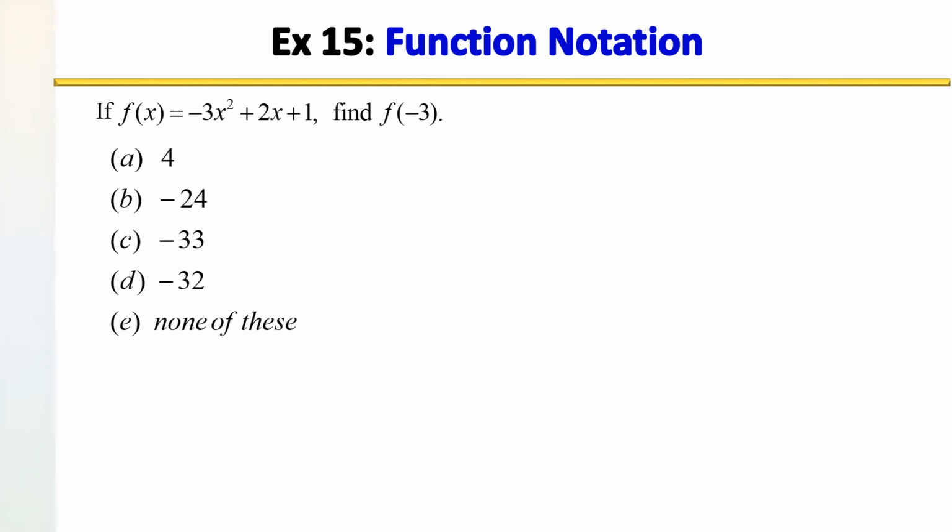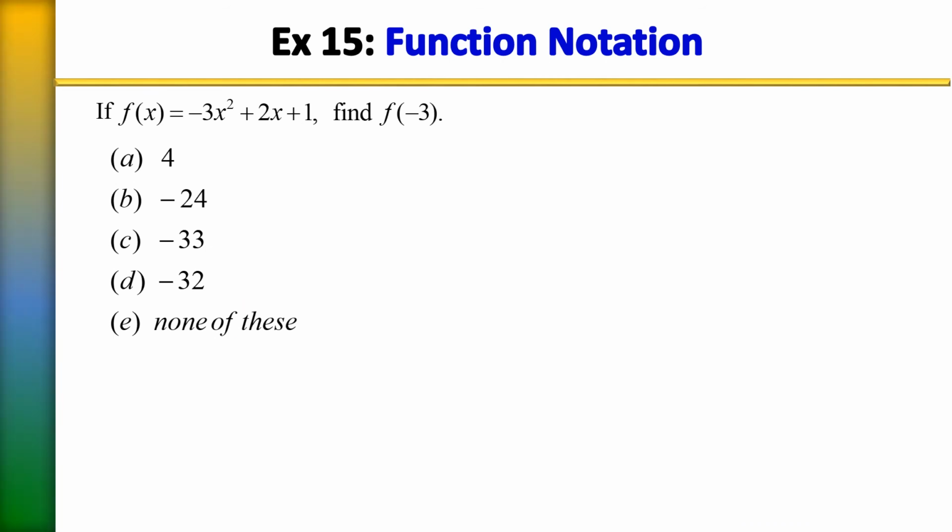In this example, we are given a function f of x equals -3x² plus 2x plus 1. And we're asked to find f of -3. Now for function notation, all it is a matter of simply plugging a value into a function. And here we're asked to plug in a -3 everywhere you see an x in x's place.